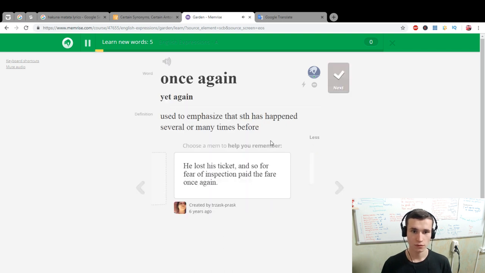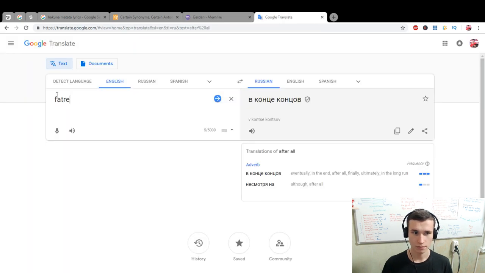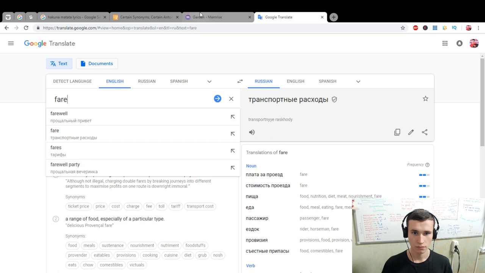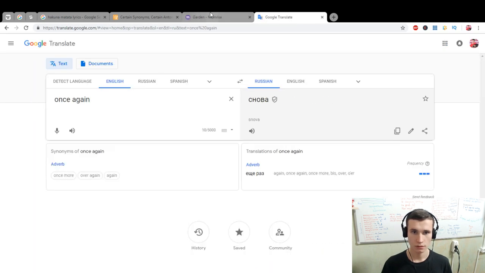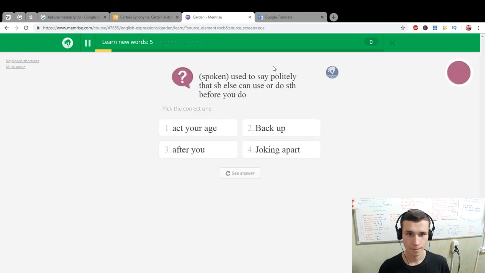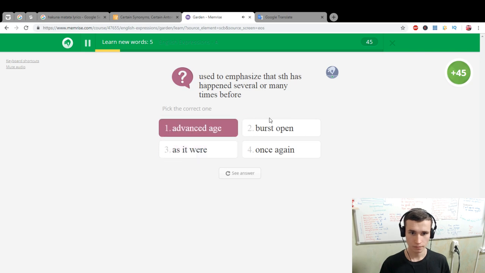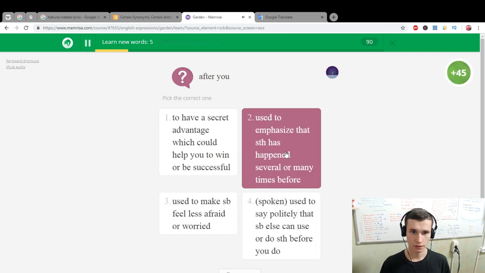Once again: used to say that something has happened several or many times before. Yet again, he lost his ticket and so, for fear of inspection, paid the fare once again. So, used to say politely, after you. Once again.